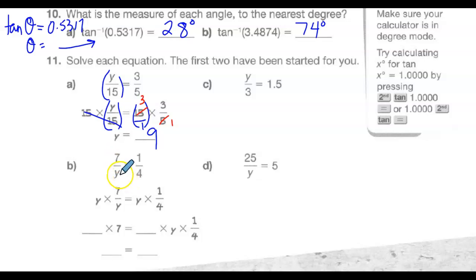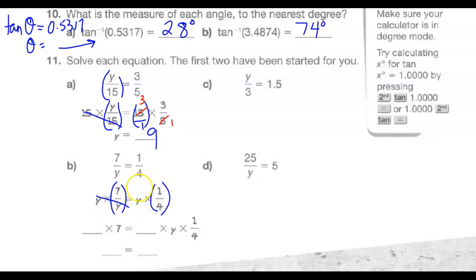The y's underneath here. So take a look at this one. The y is in the denominator. So a couple of steps here. They've multiplied to get the y out. So multiplied both sides by y. So those y's divide out. And really you get 1 times 7. And then you get 1 times y times 1/4, which is kind of odd why they did it that way. Oh, I see what they did. Okay.